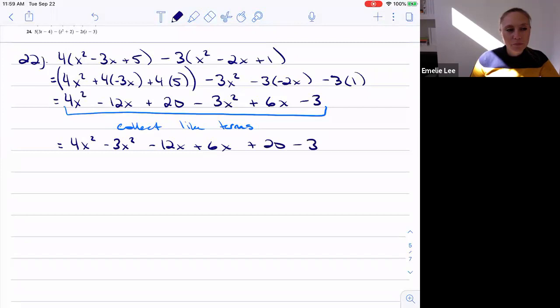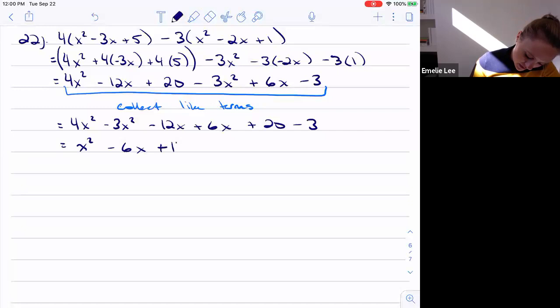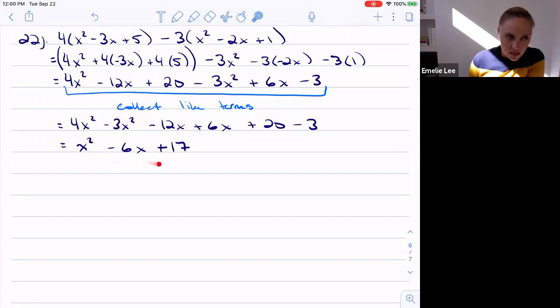Okay. So now I've collected like terms and I'm able to simplify. So I get 4 minus 3 is just x squared. Negative 12 plus 6 is negative 6x. 20 minus 3 is 17. And just to make sure, I've got 6 terms here, 6 terms. So that's good. And as long as I know I've taken care of all of these to get to this last step, then I know I'm good.